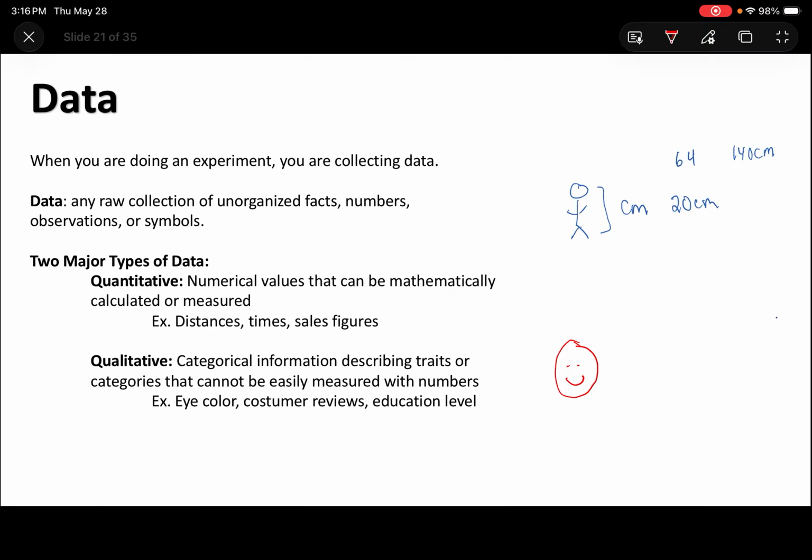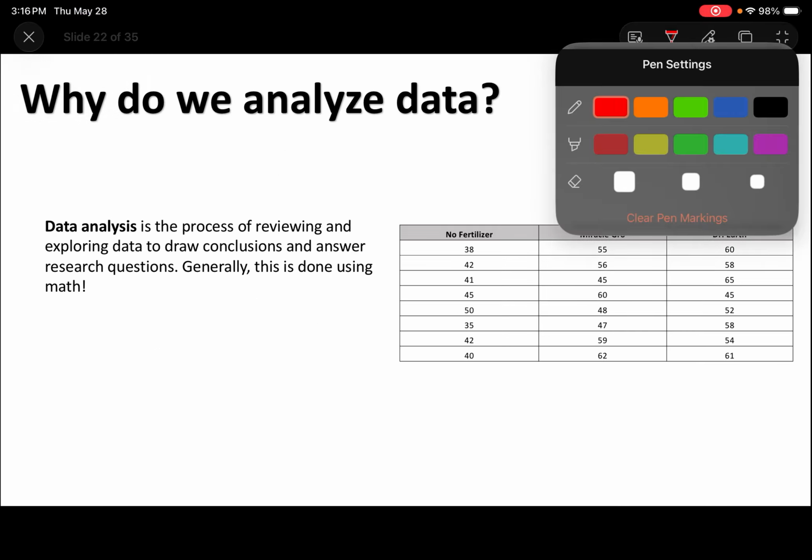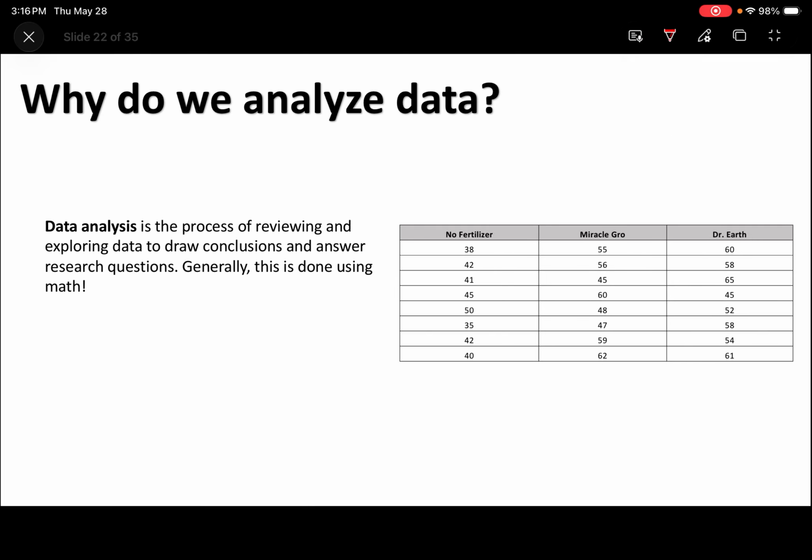Once we collect the data, we then have to turn it into something that is usable. So why do we analyze data? Well, first, let's define data analysis. Data analysis is defined as the process of reviewing and exploring data to help us draw conclusions and answer our research questions. And we generally do this using math. We don't just do it based on our interpretation. We usually use math and other processes to help us.